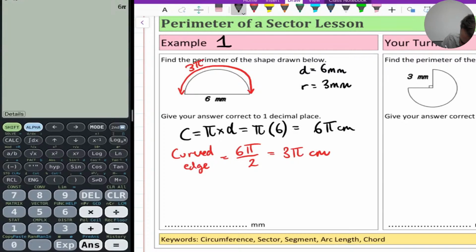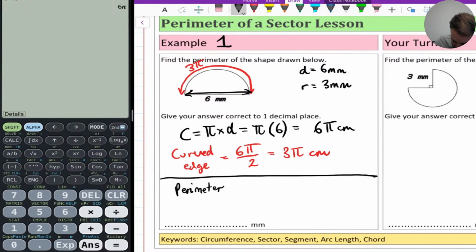So to find the full perimeter of this, I'm going to need to add the diameter, so this part here. So my perimeter is equal to 3 pi, which is that curved edge, plus the diameter, which is 6. Now, if you were doing this on a non-calculator paper, this is how you would leave it. 3 pi plus 6. However, it's asking us to do it to one decimal place, so it's going to be 3 pi plus 6.